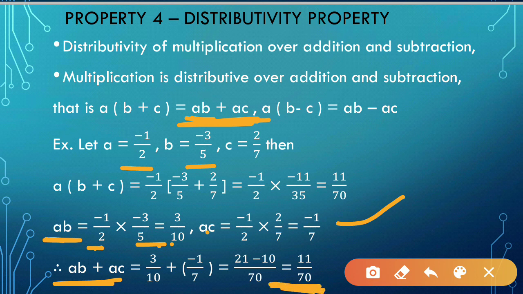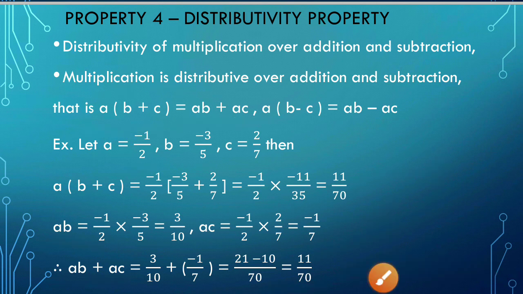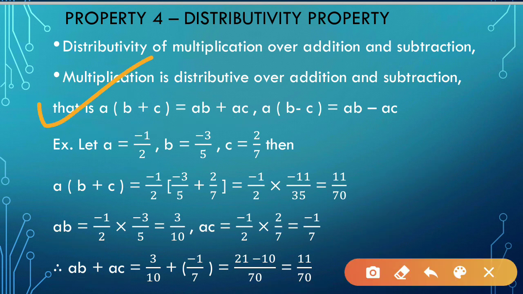And what was the value of LHS? The value of LHS is 11 by 70, and the value of RHS is also 11 by 70. That means RHS is equal to LHS. That means we can say that this condition is satisfied, or this condition is true. Next condition is A, in the place of add you write subtraction. A into B minus C. When you multiply this you will get AB, then minus, then when you multiply this you will get AC.